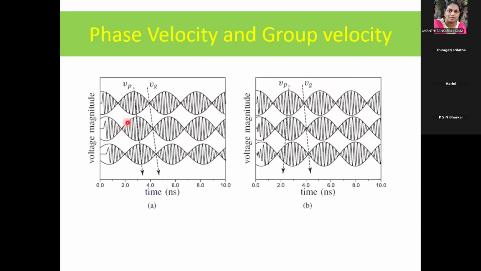So what is the phase? That means the phase of the wave is traveling in this direction, whereas the group is traveling in the same direction. But here, if you say phase is changing in one direction and the group velocity is going in the other direction, that is for the negative index materials.